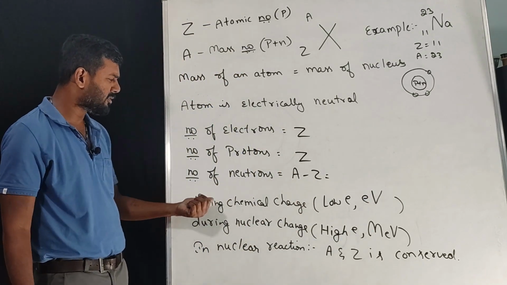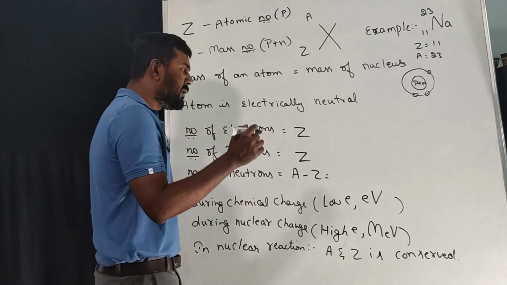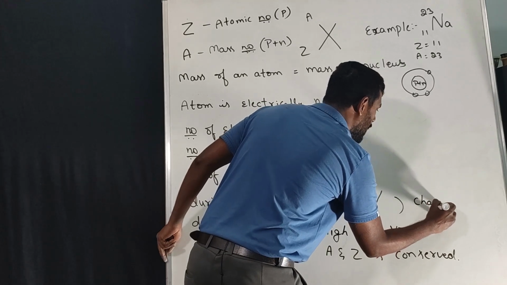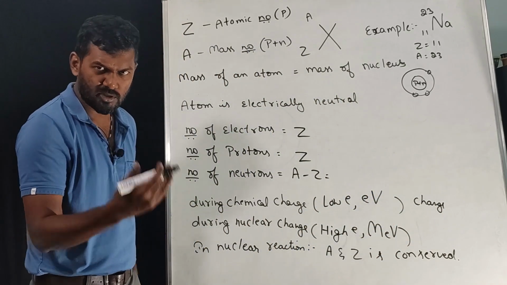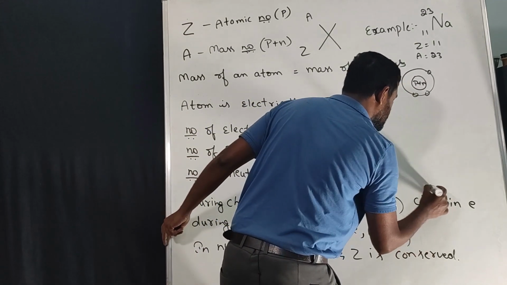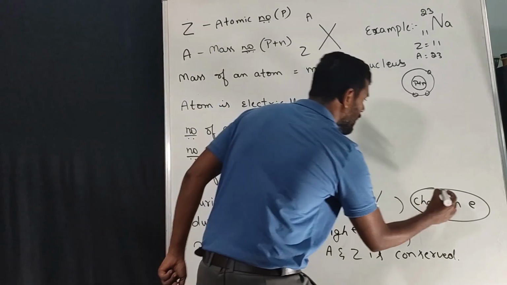So what is the difference between chemical change and nuclear change? In a chemical change, there will be a change in electrons. During or after the chemical change, there will be a change in the number of electrons. Keep this in mind.